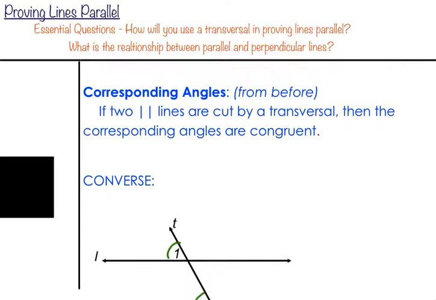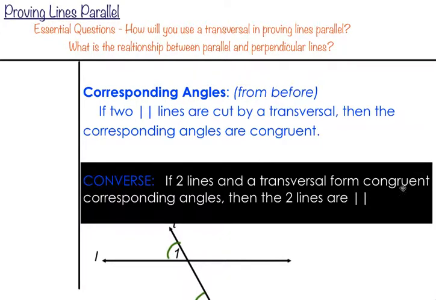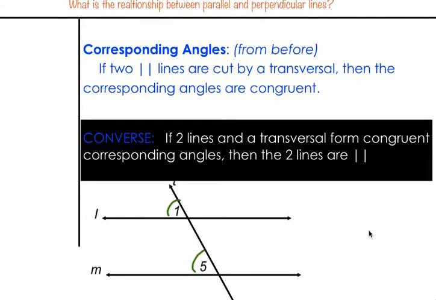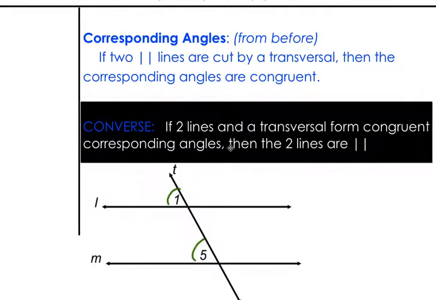If you will recall from before, corresponding angles: if you had 2 parallel lines that were cut by a transversal, then we knew that the corresponding angles were congruent. Now let's look at the converse of that. If 2 lines and a transversal form congruent corresponding angles, then the 2 lines are parallel. So in this case, we're starting with knowing that angle 1 is congruent to angle 5, but I don't know anything about any of these lines here. However, because of the converse of corresponding angles, if I know 1 and 5 are congruent, then I can say that line L is parallel to line M. That's what the converse does.